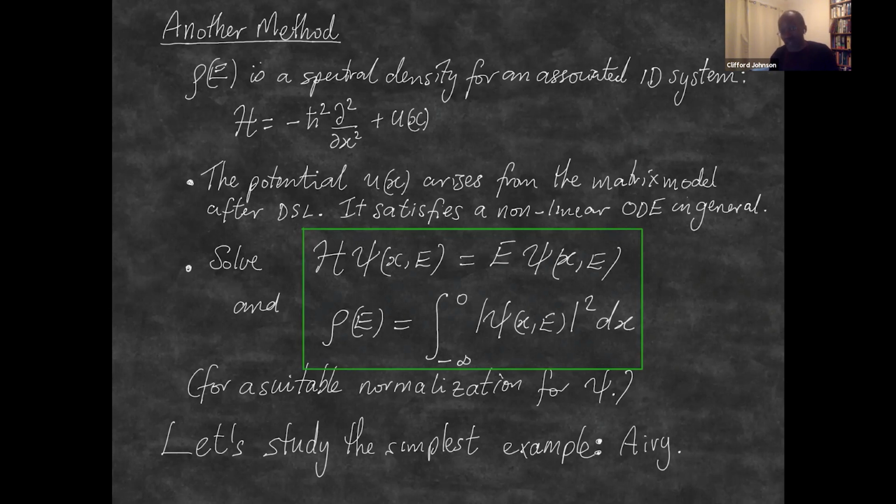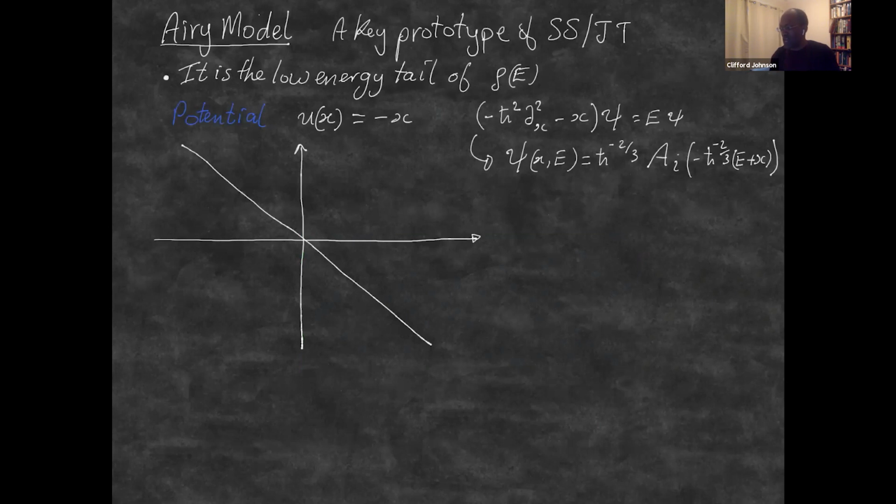If I solve that spectrum fully to all orders, then I will construct non-perturbatively the entire partition function for JT gravity and various variants thereof. But before we do all of that, let's study a simple example, and that's the Airy model, which is indeed this low energy tail that I was telling you about.